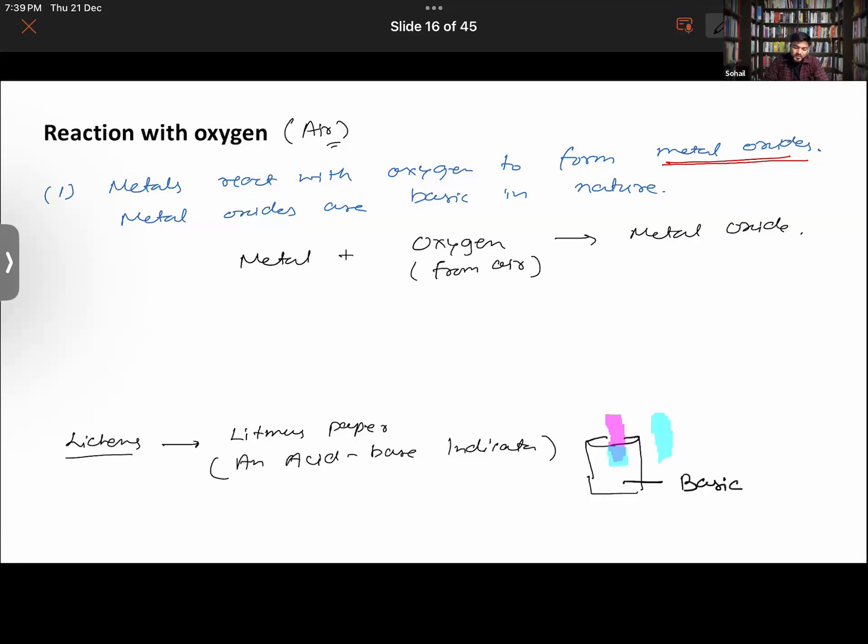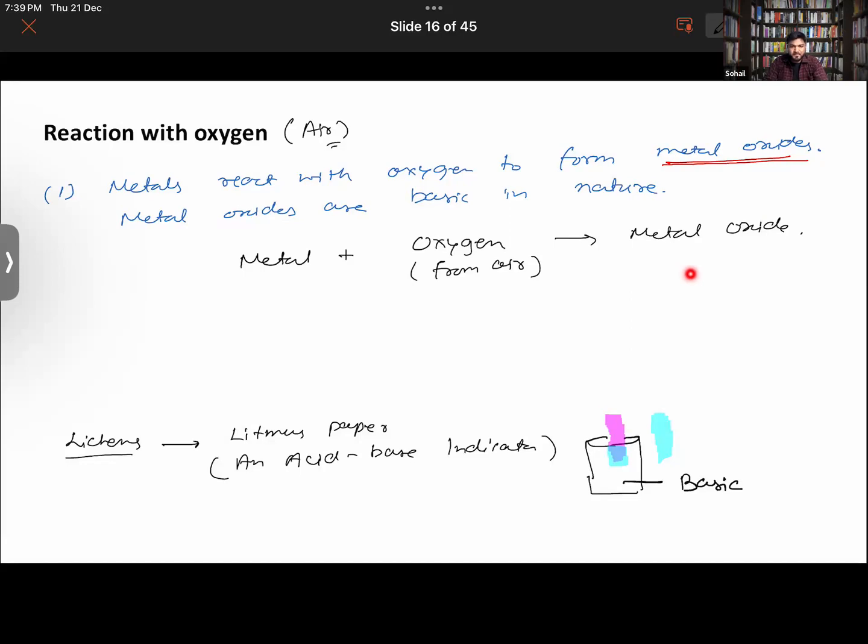Also, you know that litmus paper will act only when it is dipped into a solution. If you have a dry powder, for example of a metal oxide, it will not change its color. You have to have a solution. So you need to add water to the metal oxide, and then you will check whether it is acid or base.